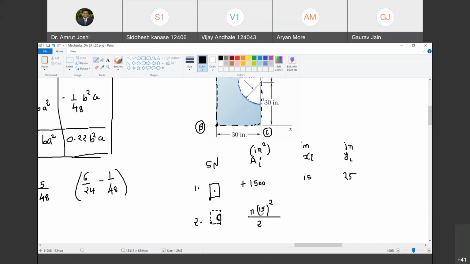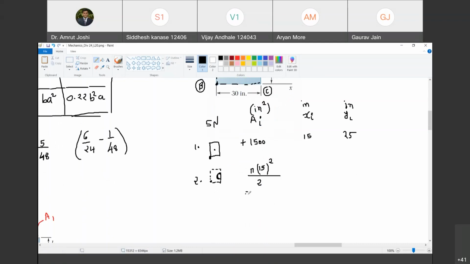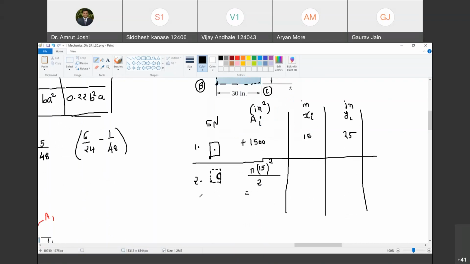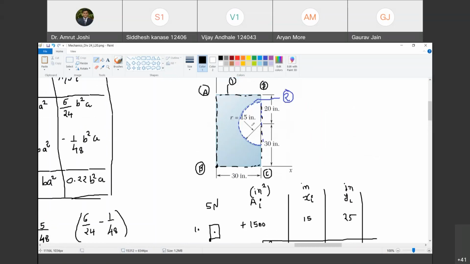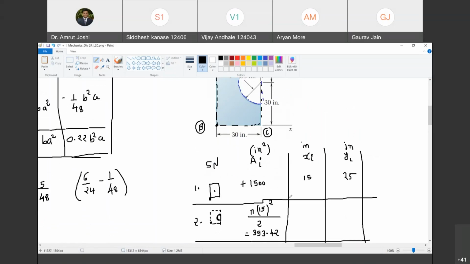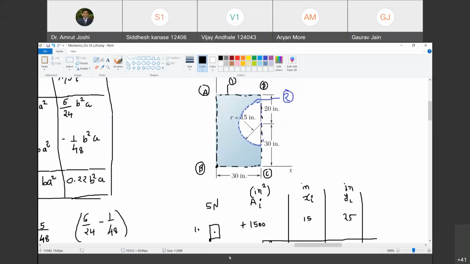So can you tell me how much is this number? How much it is? Tell me. So 353.42 in square inches. Pi into r square, pi into 15 square by 2. Area of semicircle. Now, where is its centroid located?